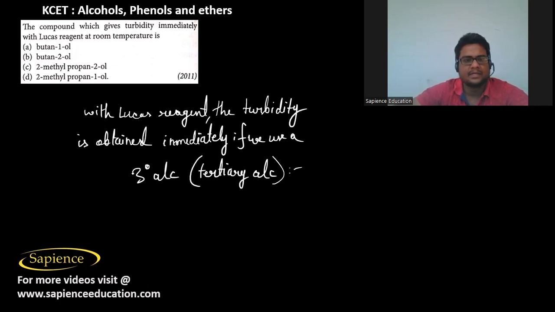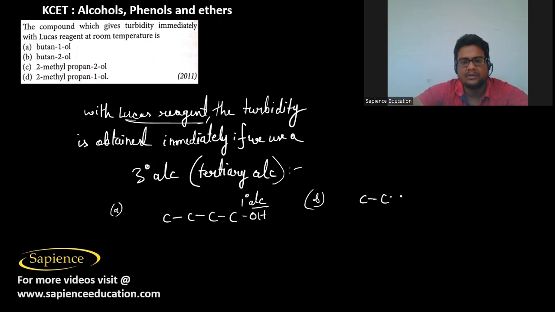So the first one is butan-1-ol, which is a 1-degree alcohol, so it will not give turbidity with the Lucas reagent. And B is butan-2-ol, which is a 2-degree alcohol, which will not give turbidity immediately, but it will give turbidity after a short time, like after 5 minutes.